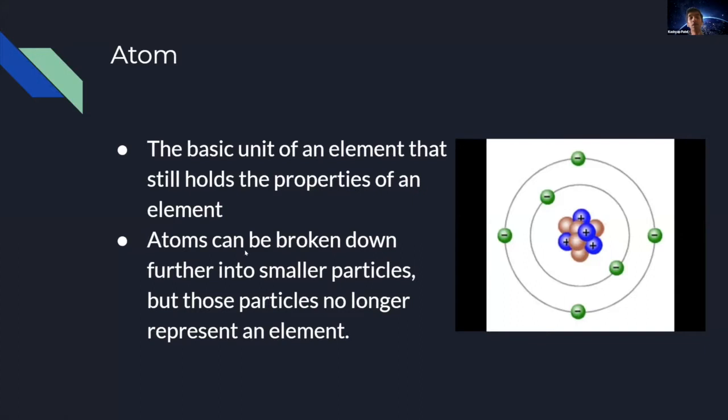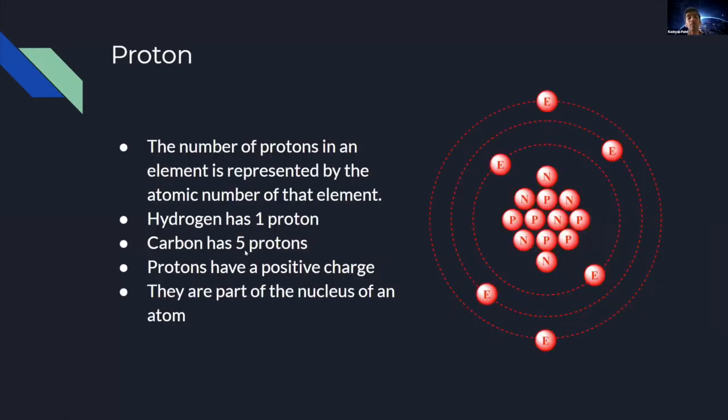So next we have the proton. The proton is part of the atom, and it's in the nucleus of the atom. As we can see here, this is the nucleus, and there are 1, 2, 3, 4, 5, 6 protons, which means this is carbon. So this is in the nucleus, and then we have the electrons orbiting around the nucleus.